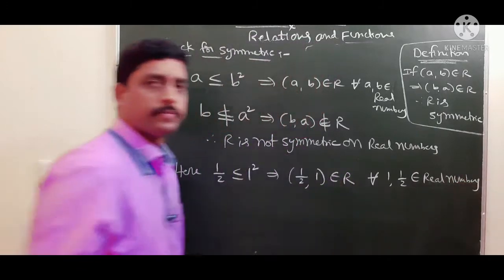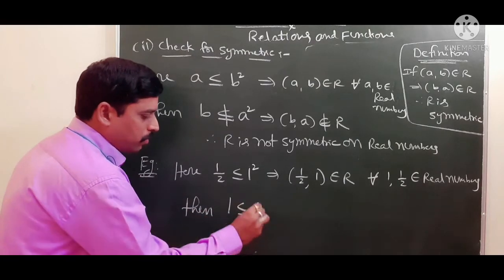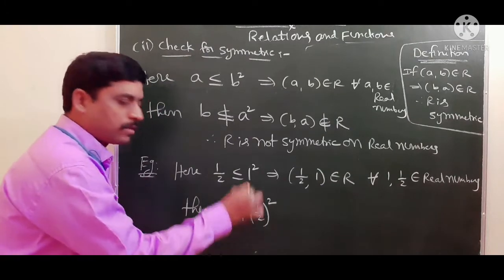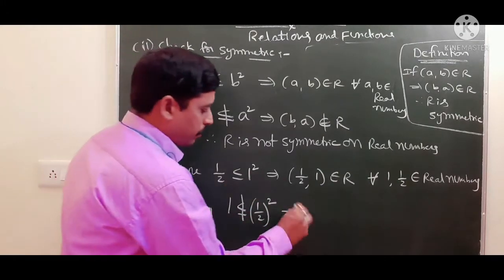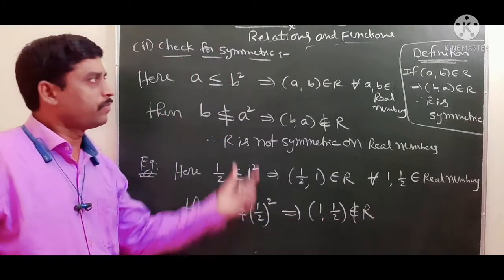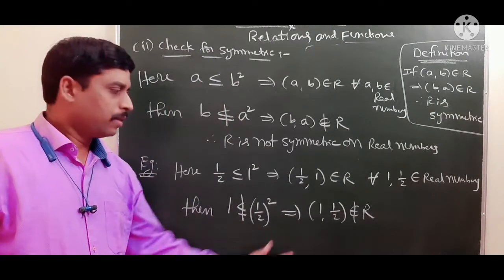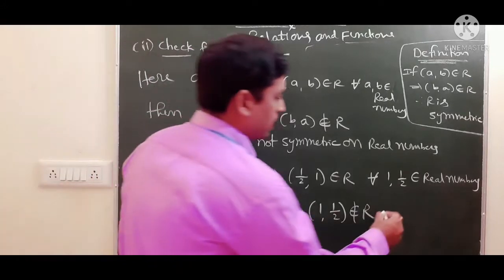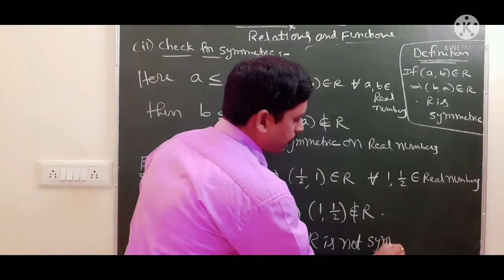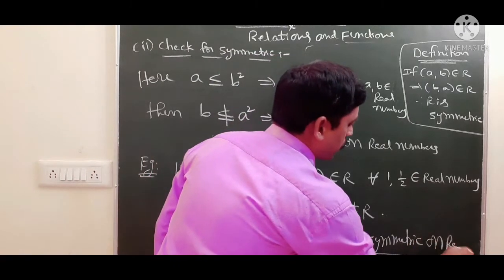So this holds. Then 1 less than or equal to (1/2) whole squared. This is wrong. So 1 is not less than or equal to (1/2) squared. Therefore (1, 1/2) does not belong to R. If this condition fails, therefore R is not symmetric. R is not symmetric on real numbers.